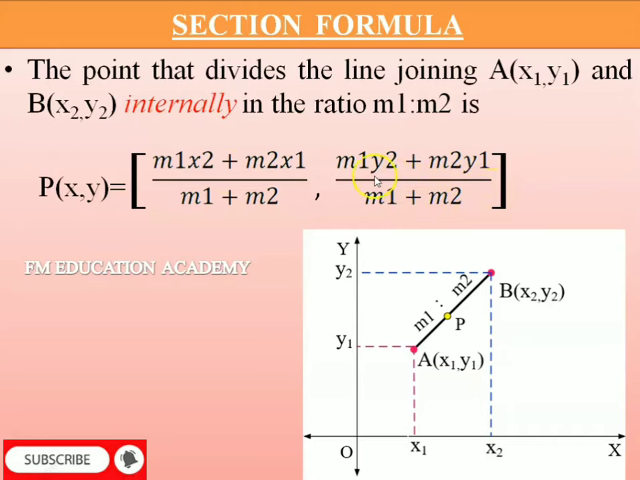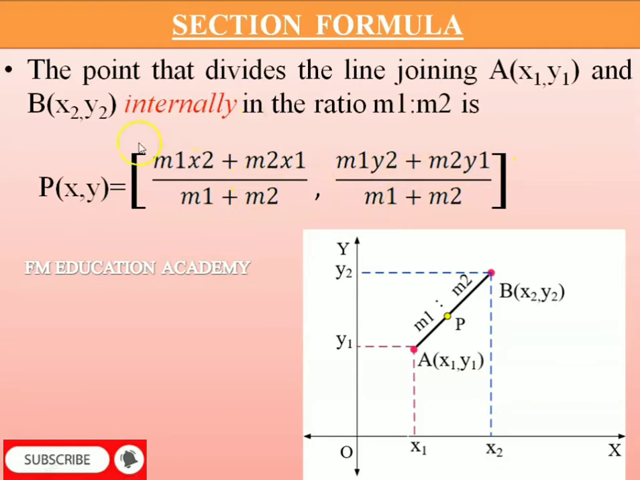In some textbooks, instead of m1 and m2, they take it as m and n also. There is a ratio, there is m is to n. So there the formula will be m x2 plus n x1 by m plus n, comma m y2 plus n y1 by m plus n.